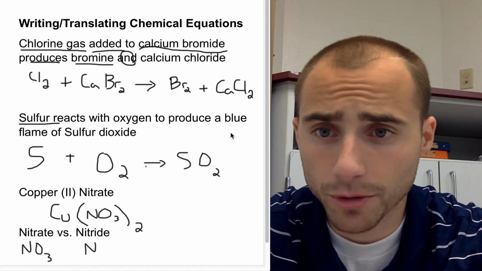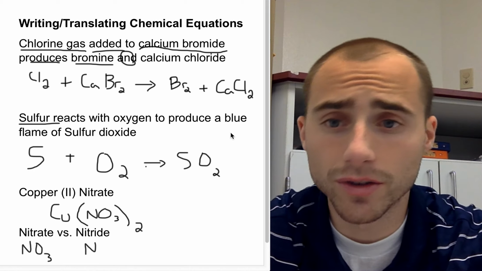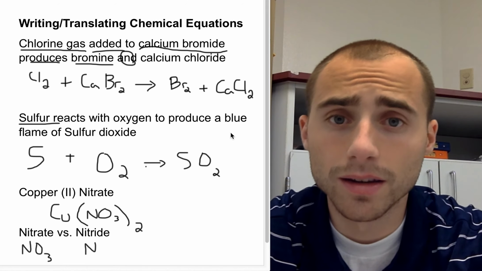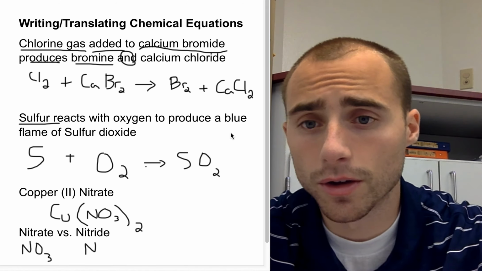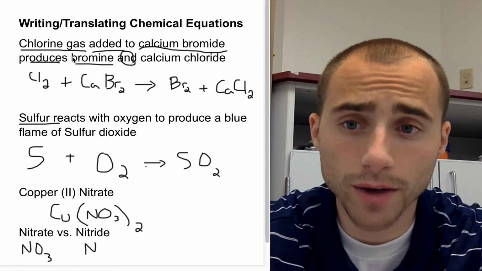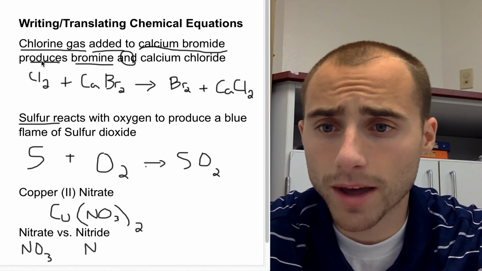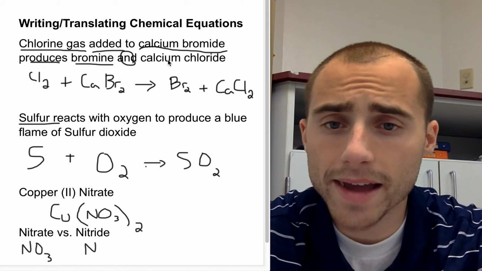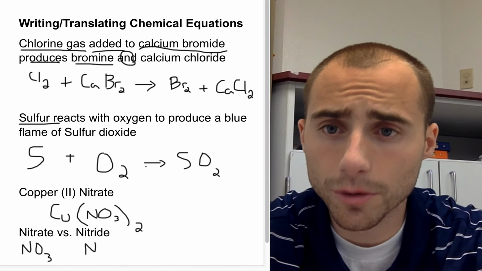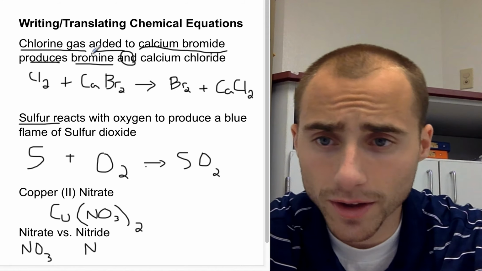So we're starting off with writing and translating chemical equations. So going from words to symbols and then symbols back to words. So if I start with the words right here, I read: chlorine gas added to calcium bromide produces bromine and calcium chloride. So you see I've already circled and underlined some keywords. First I got to see what elements I have.